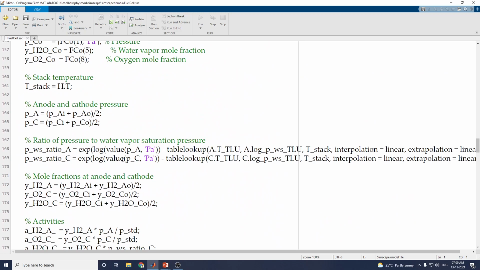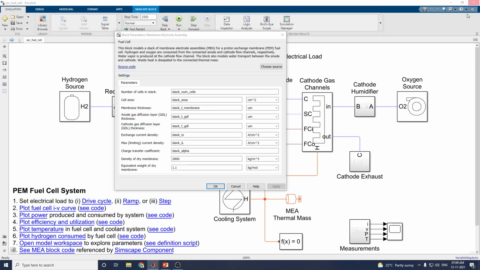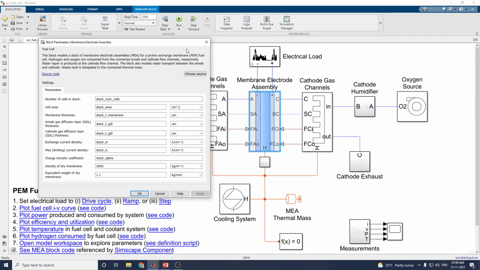Also you can understand by this source code. Here this block models a stack of membrane electrode assemblies for a proton exchange membrane fuel cell, and hydrogen and oxygen are consumed from the connected anode and cathode flow channels respectively. Here water vapor is produced at the cathode flow channel. The block also models water transport between anode and cathode.